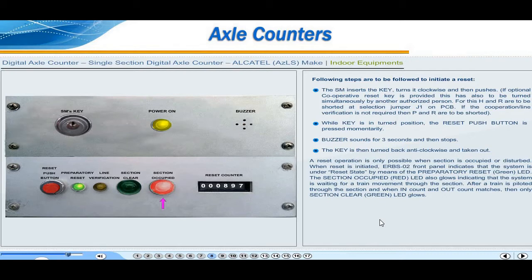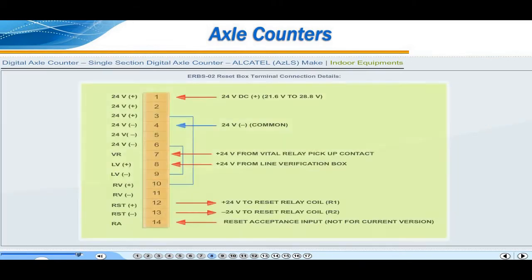When reset is initiated, ERBS02 front panel indicates that the system is under reset state by means of the preparatory reset, that is green LED. The section occupied, that is red LED, also glows indicating that the system is waiting for a train movement through the section. After the train is piloted through the section and when in-count and out-count matches, then only section clear, that is green LED glows. ERBS02 reset box terminal connection details.